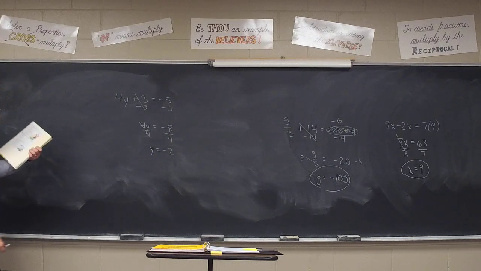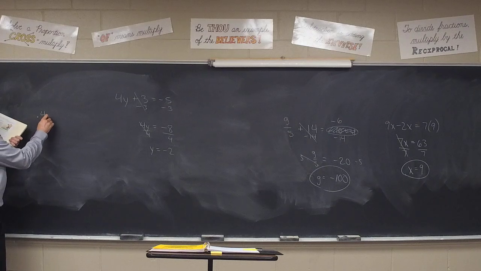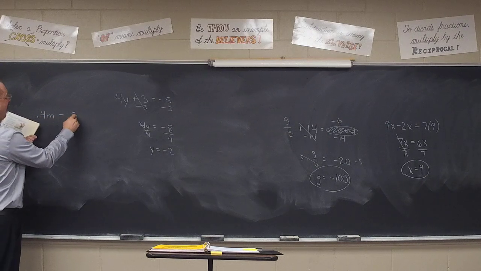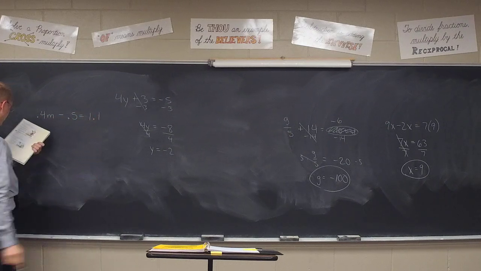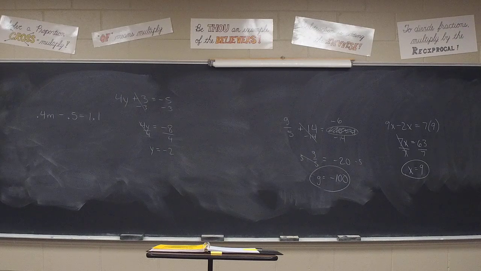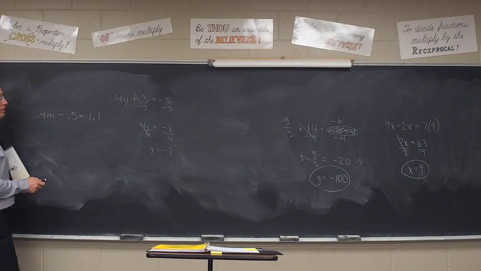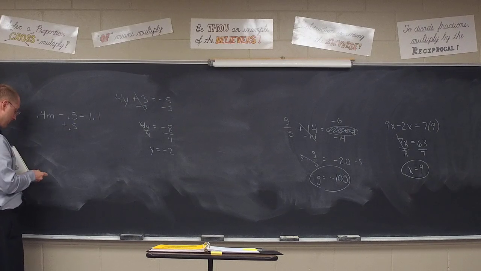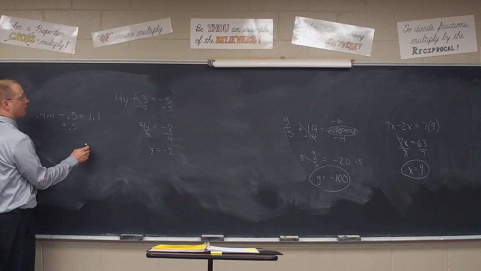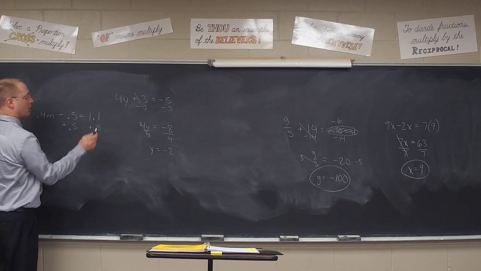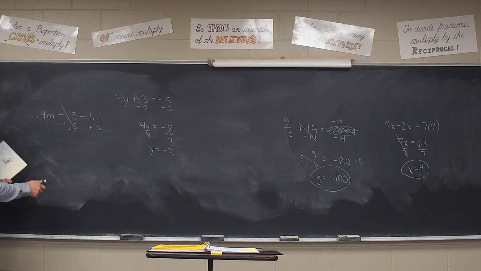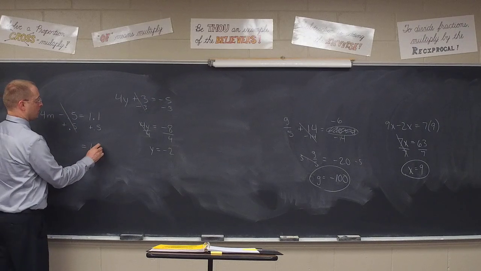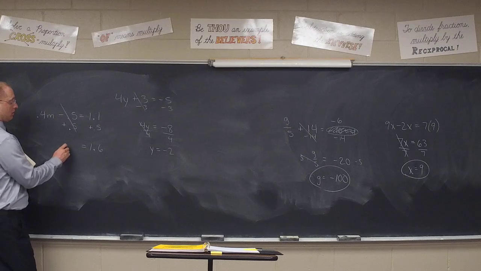Let's take a look at number 10. And oh my, 0.4m minus 0.5 equals 1.1. Man, is this annoying. But Bryson is up for the challenge. Bryson, what do we do? You got to put the positive 0.5 on both sides. And then you add the positive 0.5 and the 1.1 to get 1.6, which will equal 0.4m.